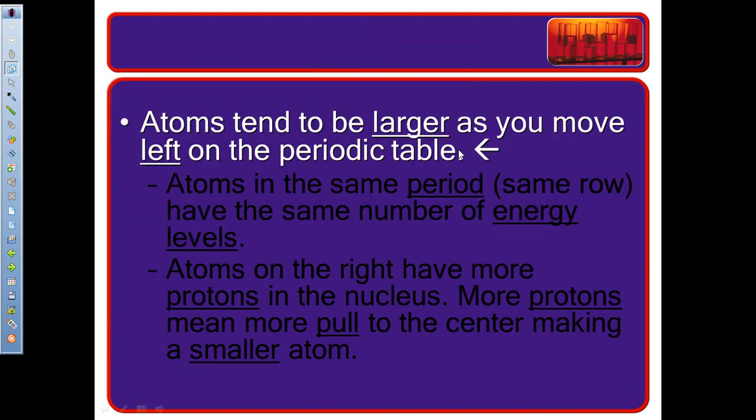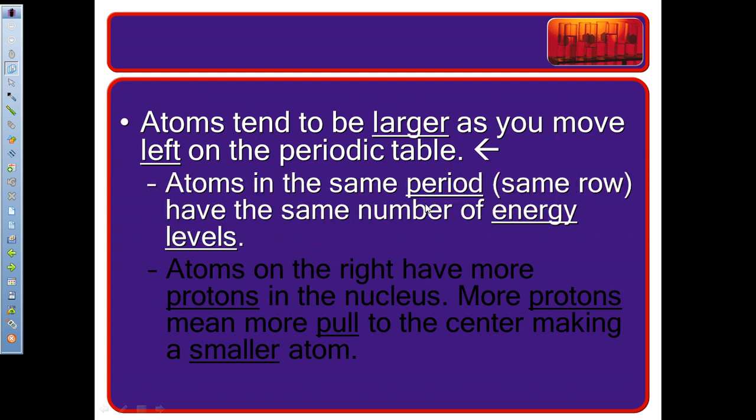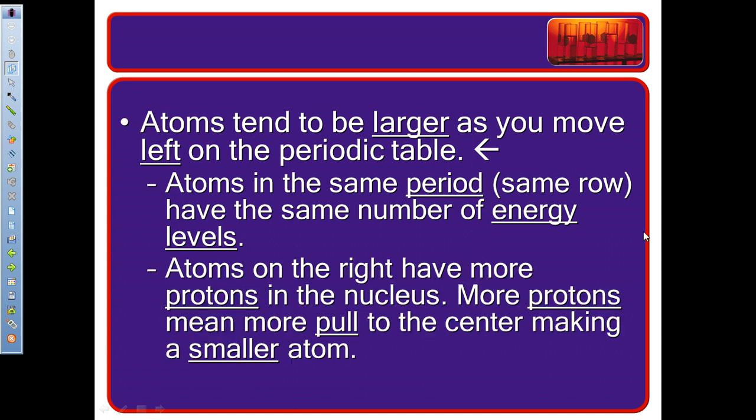So atoms tend to be larger as you move left on the periodic table, as you move left in a period. Atoms that are in the same period, meaning the same row, have the same number of energy levels. Atoms on the right, over here, have more protons in the nucleus. If they have more protons, that means they're going to pull to the center more, making it a smaller atom. So if you want to write this down, just pause, or you guys do have the PowerPoint put up for you. Okay, so down and left are larger. Well, that's if we're talking about neutral atoms.